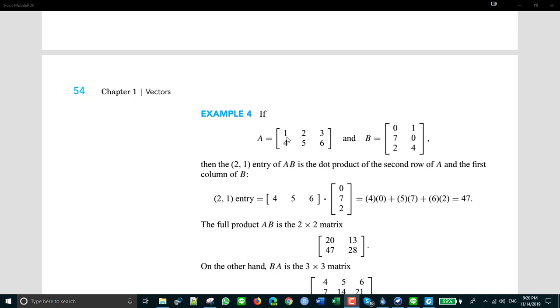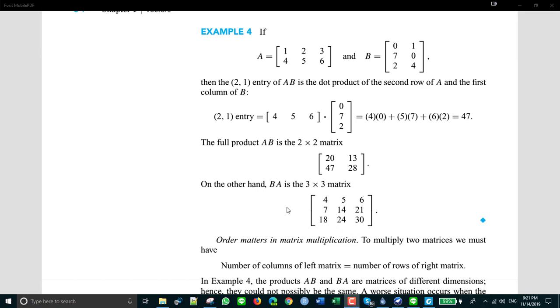this one is a 2 by 3 and a 3 by 2, so the result is going to be 2 by 2. So if you want to know the entry in the 2,1 position, you have to take this times this, and we mean the dot product of this row times this column. These both have the same number of elements, so we can do the dot product. And we do the dot product like this, and we get this, we get 47. So this element is 47, and we can do the rest of them as well.